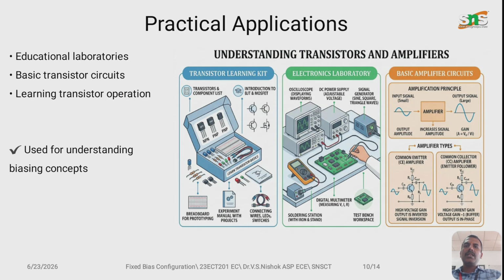Coming to the practical applications. Because of its poor stable operation, this is mainly used in educational laboratories, basic transistor circuits, and for learning transistor operations in academic experiments.